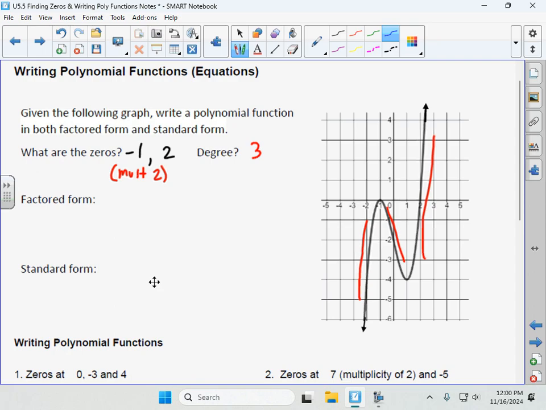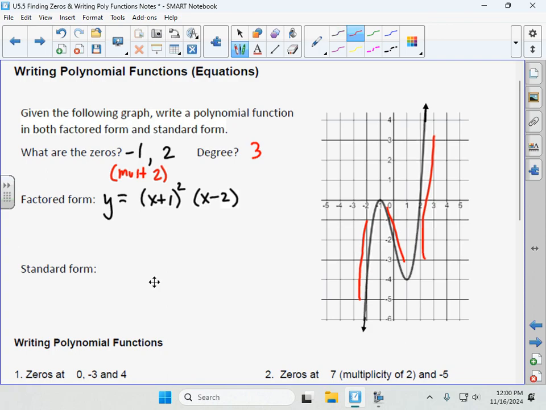In factored form, you can use y equals or f of x equals. To write the -1 as a factor, you change the sign, so it's x plus 1. And because there's a bounce, we need to put a square on it, so that occurs twice. Then we have the 2, so that factor would be x minus 2. If you count up all the x's in this factored form, you can see it's 3, the same as the degree.